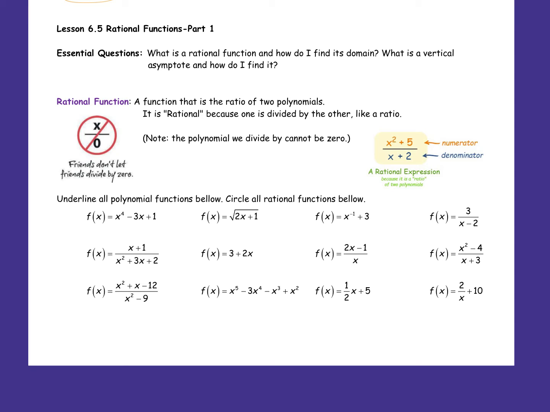Okay, so we're going to underline the polynomial functions and circle the rational functions. Go ahead and just go through those 12. Underline polynomial, circle rational functions. And don't do anything if they're not polynomial or not rational. Circle the rational? Circle rational, yeah.